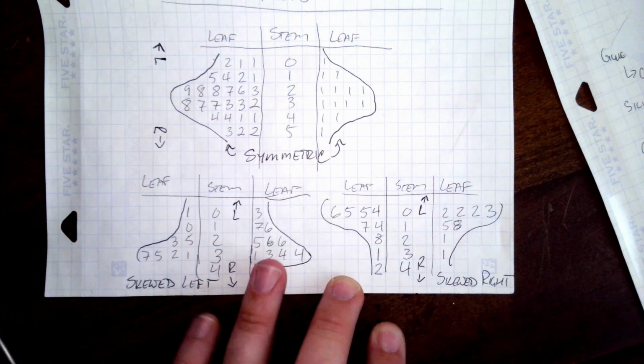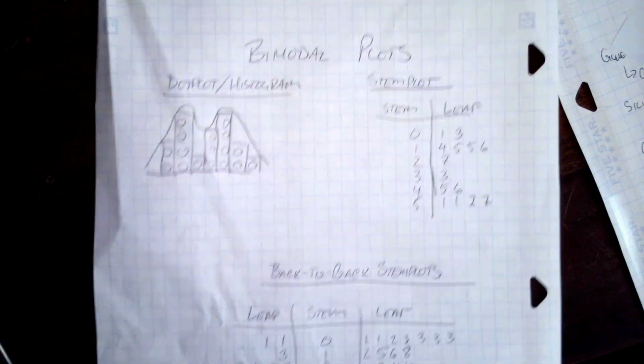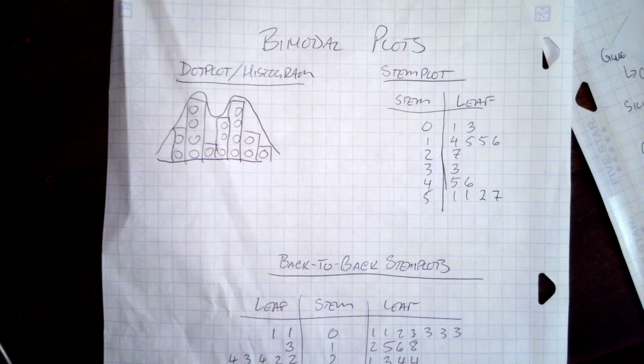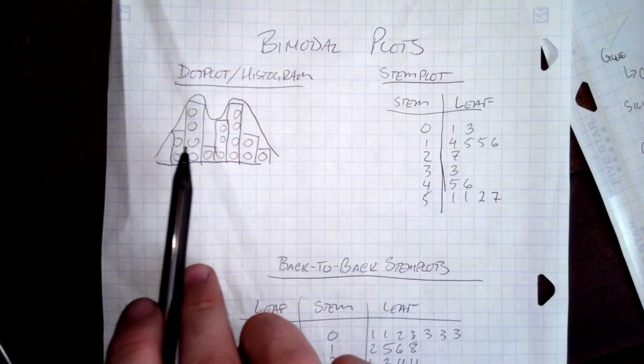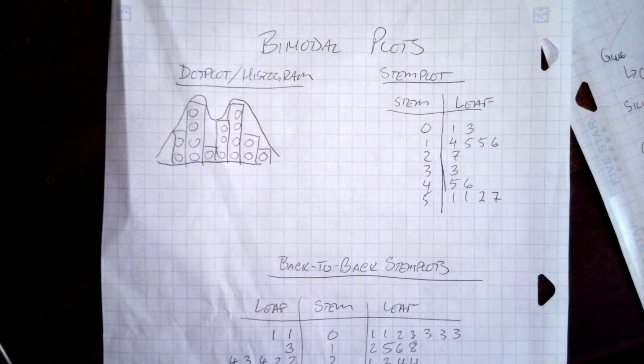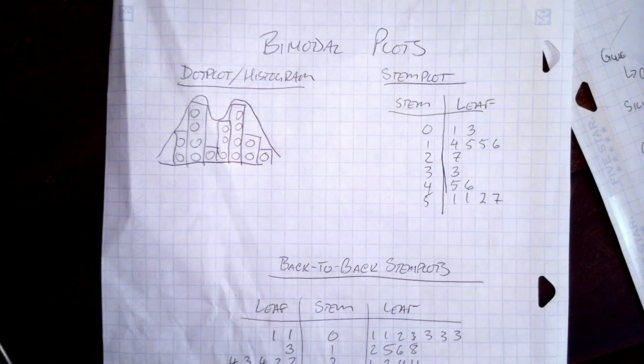And finally, the bimodal distribution shape just means that you have two different peaks. So bimodal plots, you're going to have two different tops, two different most amounts. So dot plots and histograms, you're going to have sort of a valley in between two high points. This is one flavor that the bimodal dot plots and histograms sometimes take.